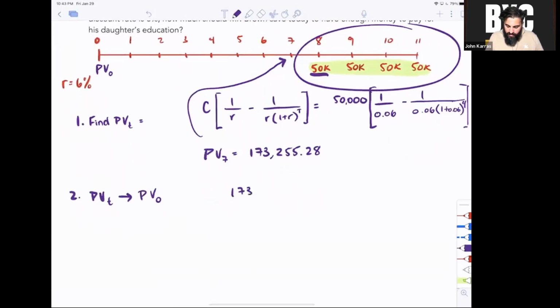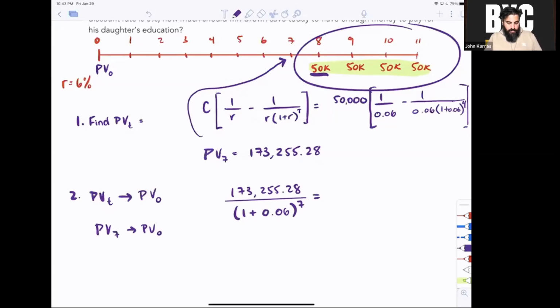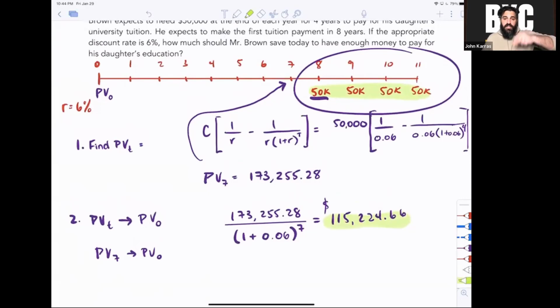So you're going to take your 173,255.28 divided by 1 plus R, the R was 6%, to the power 7, because you're trying to go from PV7 to PV0. Then you should get something around 115,224.66. And that's your final answer. In order for him to have this money in years 8, 9, 10, and 11, he needs to deposit $115,000 today, let it grow for 7 years, and then he's going to have just enough to pay for all those tuition payments. So the important part is the 2 steps.